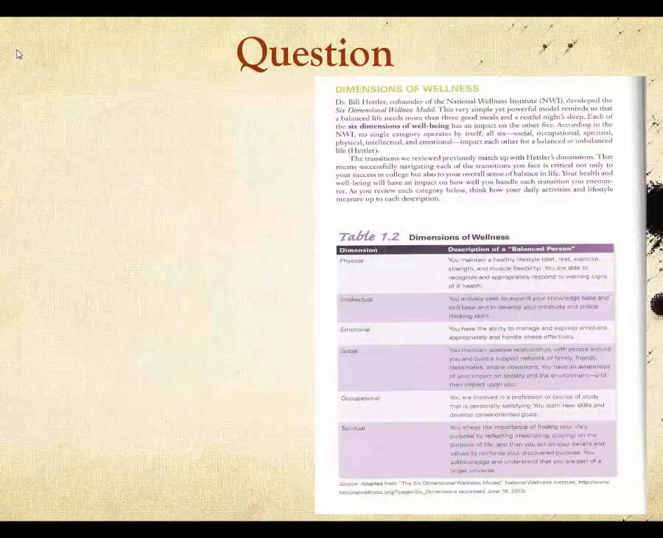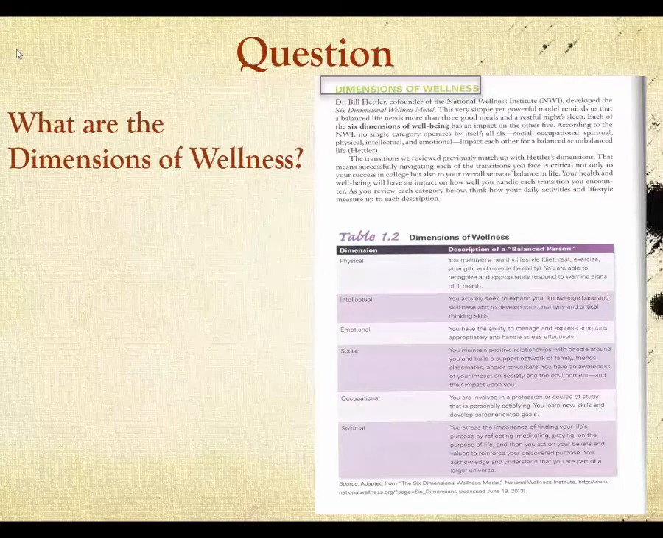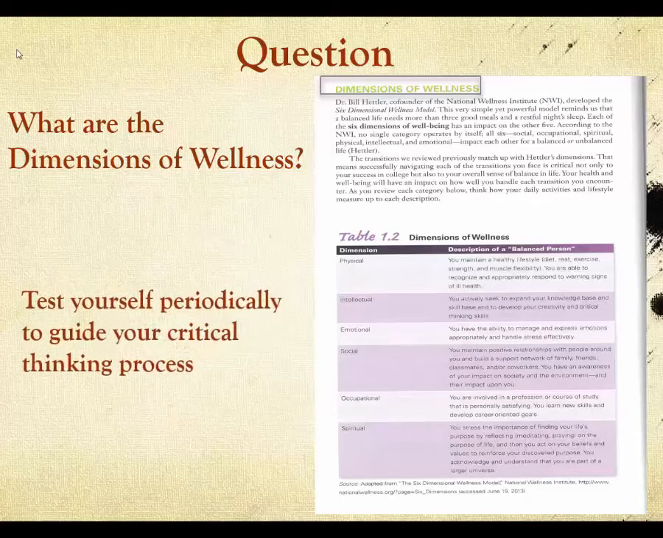Look at the headings in the chapter and turn them into questions. For example, this heading explains the dimensions of wellness. Ask yourself, what are the dimensions of wellness? Also, look for author-created questions which will guide your critical thinking process. Predict test questions and test yourself periodically on the information.